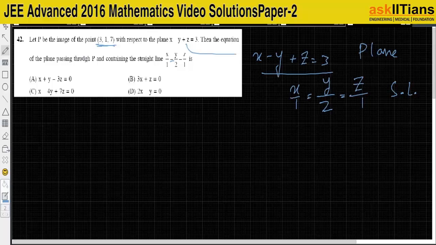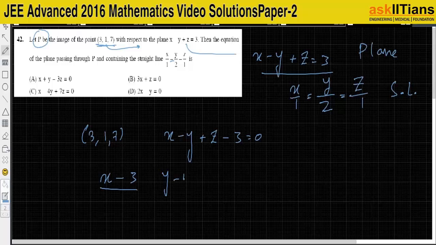So we need to find out, first of all we need to find out point P, which is image of this point in this plane, right? So how to find out image of a point in a plane? We know direct formula for this. Take everything towards left side, and then what is the formula? The formula is x minus 3, here I write y minus 1, so use the point, right? And z minus 7 divided by this 1 minus 1 and 1. What is normal to the plane? Normal to the plane is 1 minus 1 1, and this equal to minus 2 times.